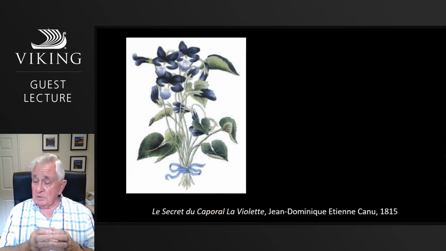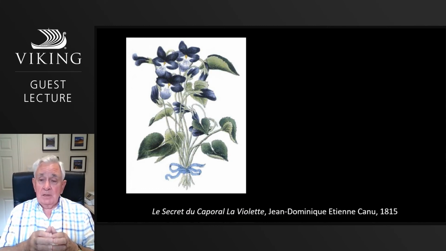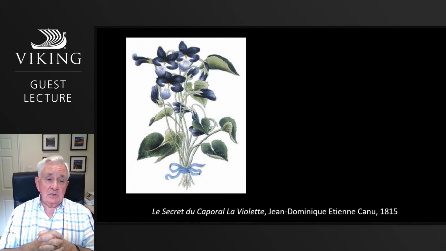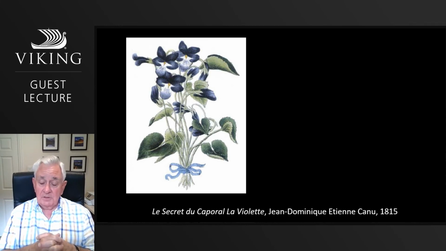Now, Napoleon was exiled for the second time to the island of St. Helena in the South Atlantic, never to return. And this painting was done just around the time that he was exiled. It's called Le Secret de Corporal Violet, or The Secret of Corporal Violet. And you might say, okay, it's violets, what's it all about? Well, the reason it's called The Secret is that painting actually has depictions of Napoleon, his wife, and their son.